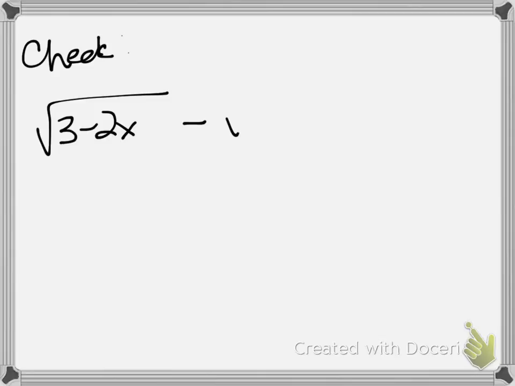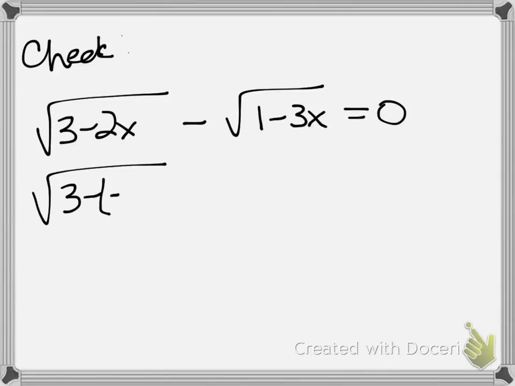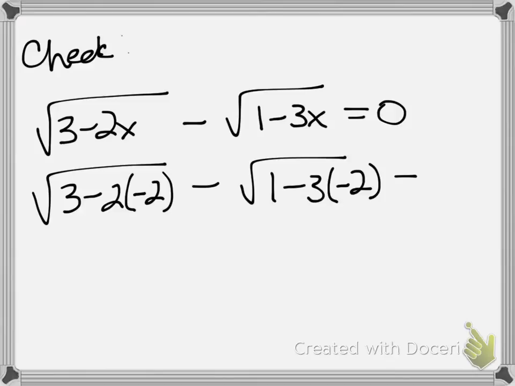Well, we need to check it, and we need to see if it's correct. So again, whenever you check it, you go back to the original problem, before you even started with any kind of movement. So now I'm going to substitute that negative 2 in for x, and we'll see whether added together or subtracted together it equals 0.